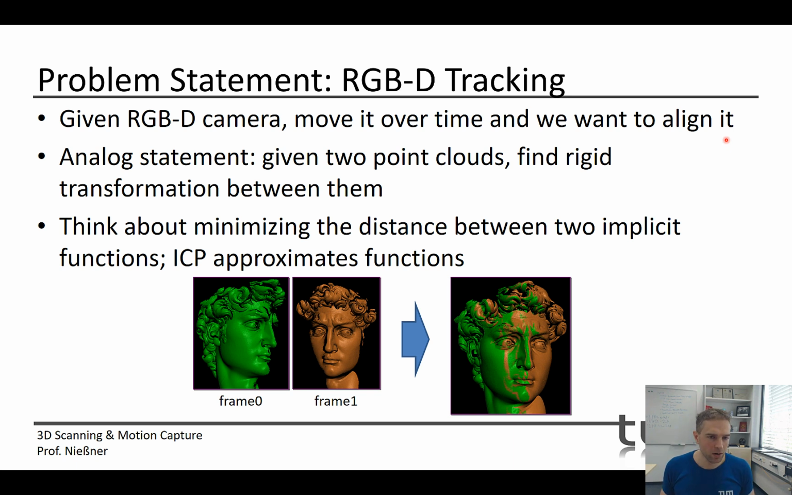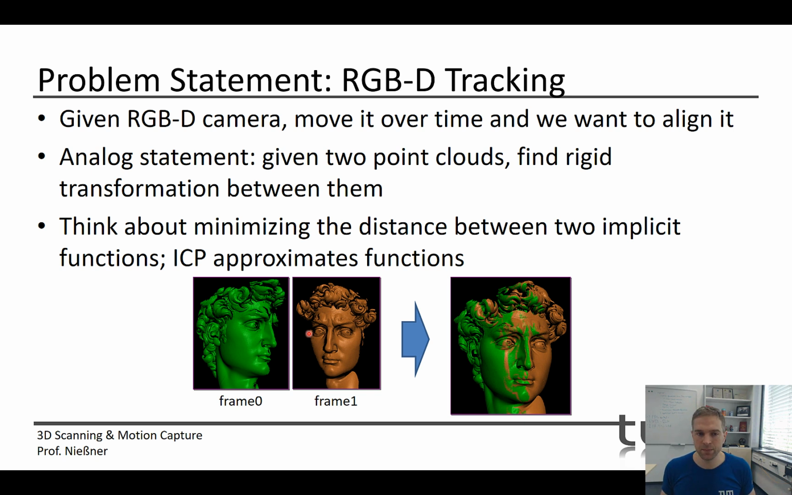Okay, and in practice, what this means is, let's say we have two frames from a depth camera, a laser scanner in this case, frame 0 and frame 1. Solving these two problems is essentially the same as saying, let's minimize the distance between the two implicit functions of these points. The points give you a low order approximation of the surface. It could be first order, 0th order, or second order, depending on what kind of approximation you're using.